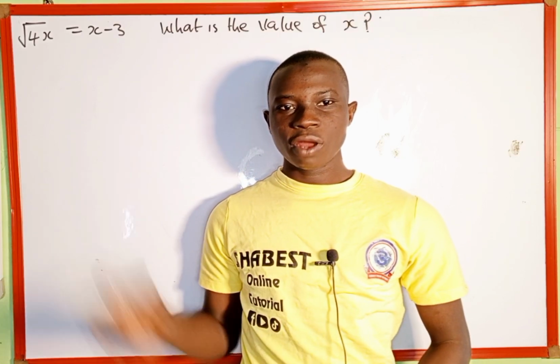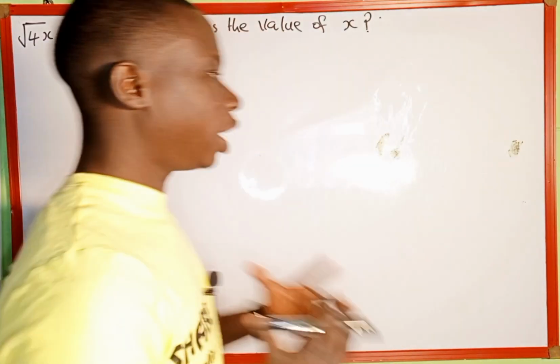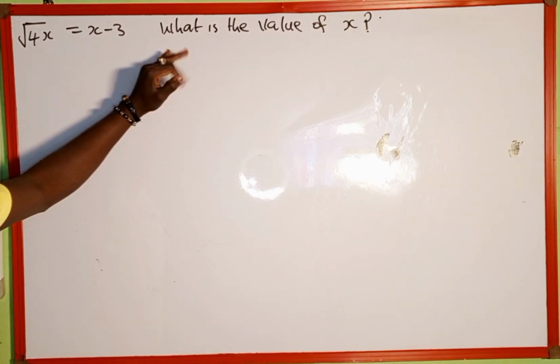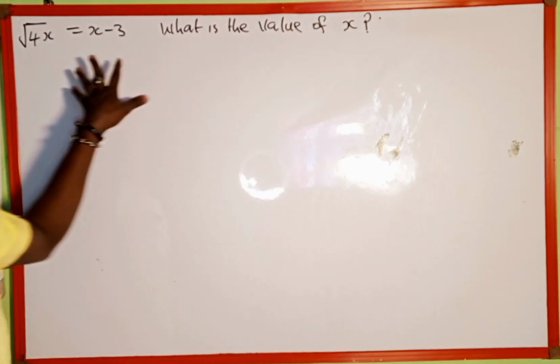We're going to solve for the value of x from this radical equation. And the given equation is what? Square root of 4x is equal to x minus 3. Then we're asked to find the value of x from this equation.